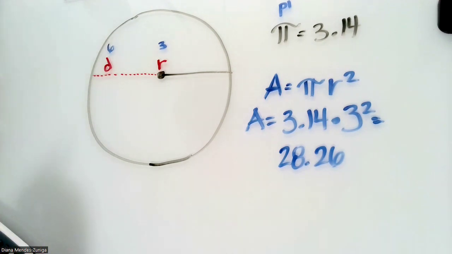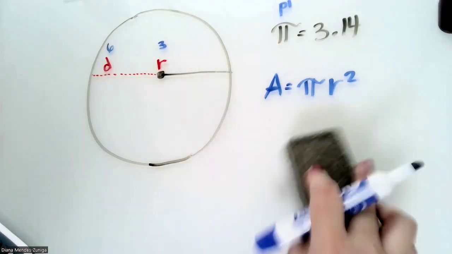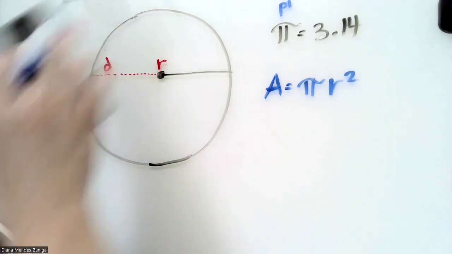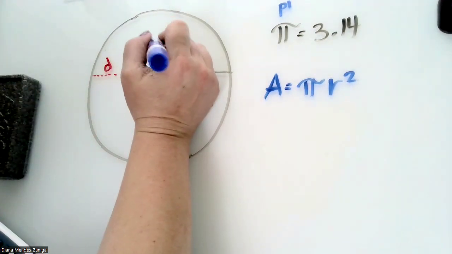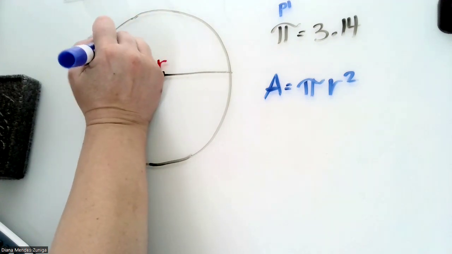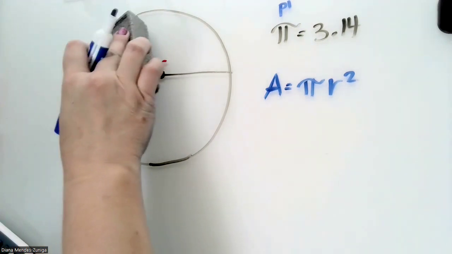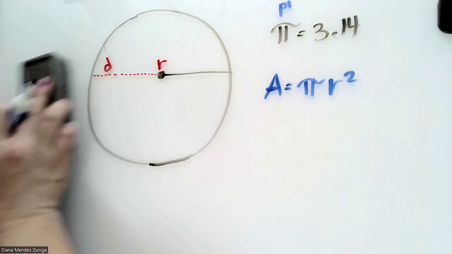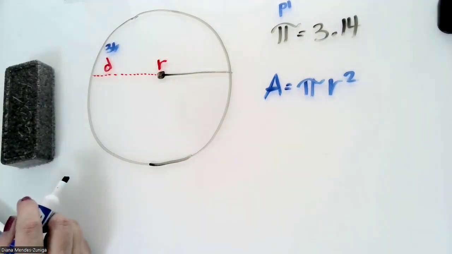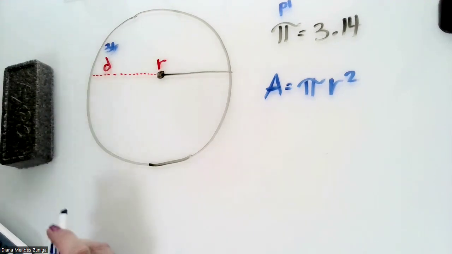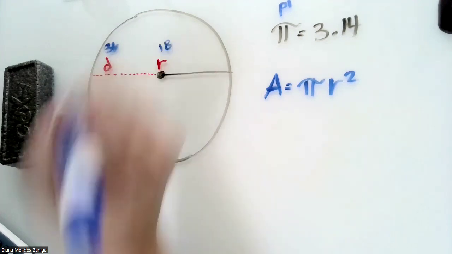Okay, so let's do one more for area. Let's clear out these totals here, and let's go ahead and change these numbers right here. I'm going to give you the diameter is 36. Okay, let's make this a little bit more difficult, up the stakes a little bit. So if my diameter is 36, what is my radius? Well, my radius is always half of my diameter, so my radius would be 18.